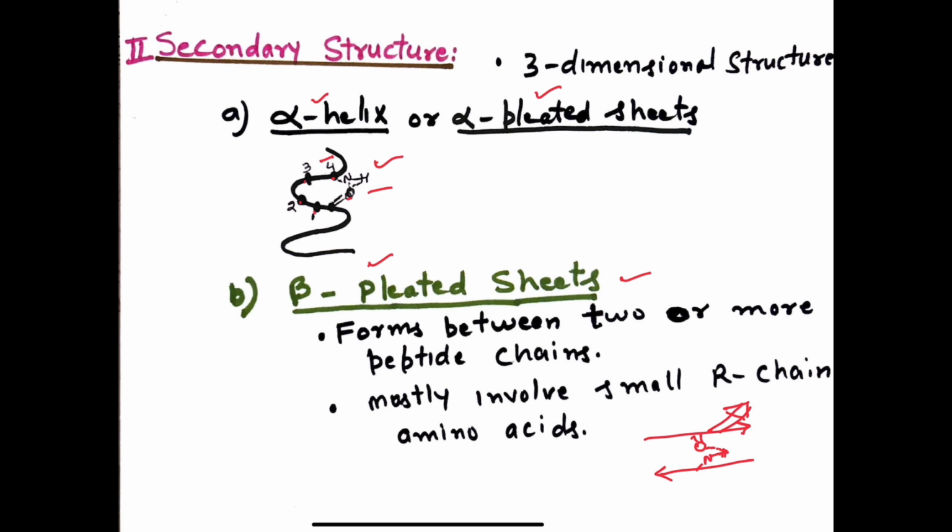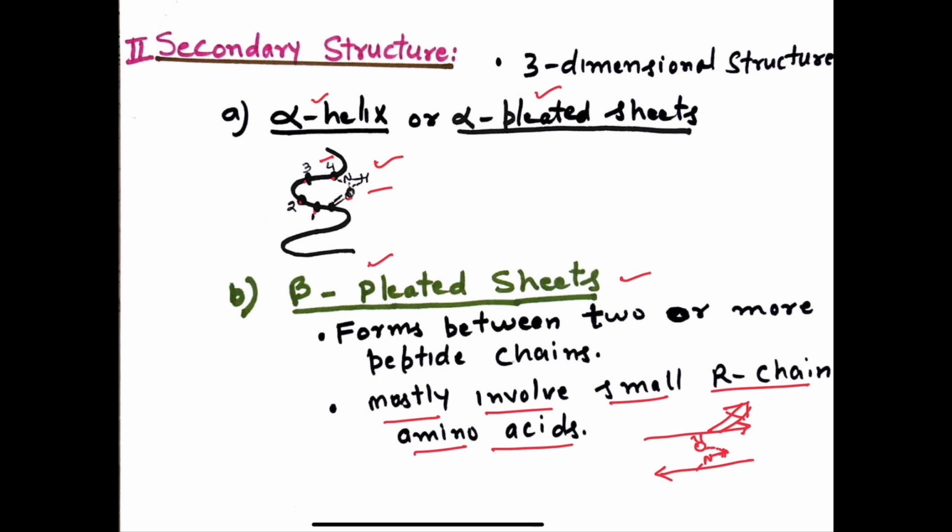So these mostly involve small R chain amino acids. If the R chain is big, that would not be a beta pleated sheet. That would be a tertiary structure, which we talk about next. So that's the characteristic of a beta pleated sheet, that they only involve small R chain amino acids.